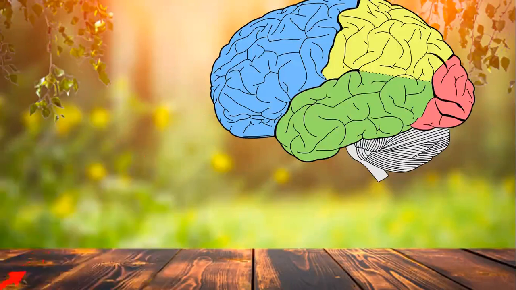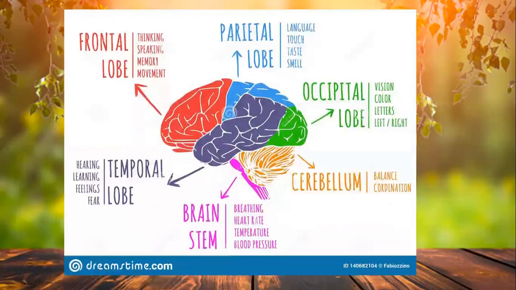So if we explore what's there in this human brain, in the hardware part, you have the frontal lobe. This frontal lobe is the front part of our brain, which usually thinks, and with which we speak, use our memory, and do movements. Then you also have the parietal lobe, where you process language, touch, taste, smell. There are several other areas, for example the occipital lobe as well as the temporal lobe. The temporal lobe is where you do your hearing, learning, feeling, fear, and all this.